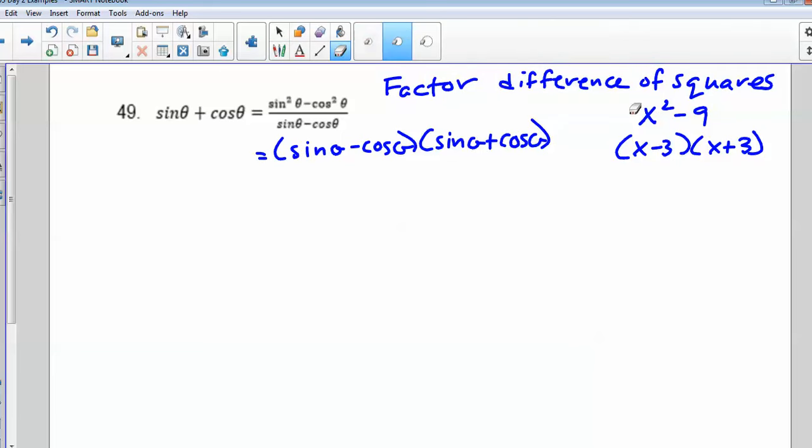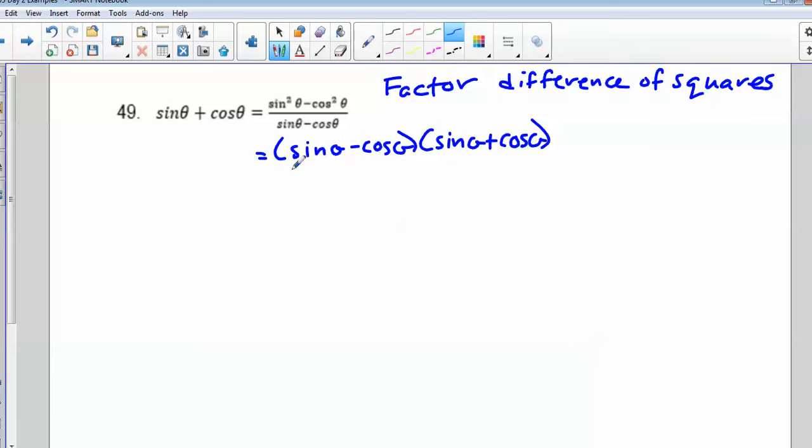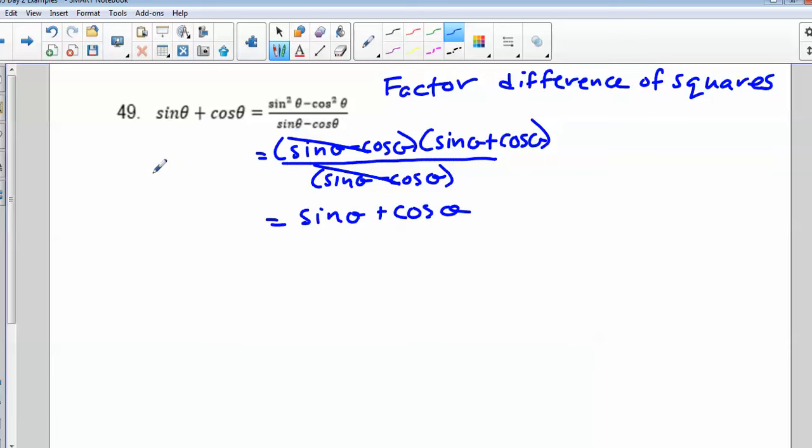And let me erase the algebra now. Alright, and then my denominator is sine theta minus cosine theta. So now because these two are being multiplied, I can now cancel these out in numerator and denominator, and I'm left with sine theta plus cosine theta. And I'll bring that down here as well. And that was done.